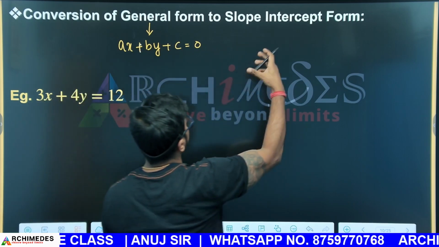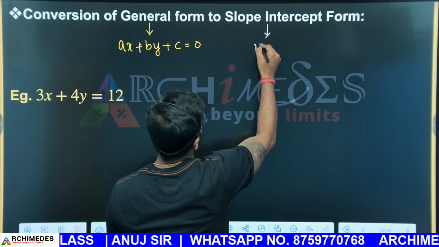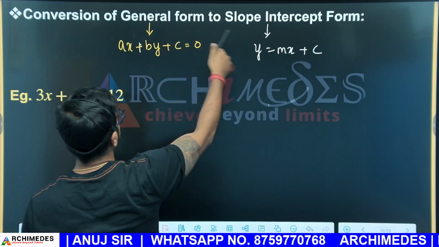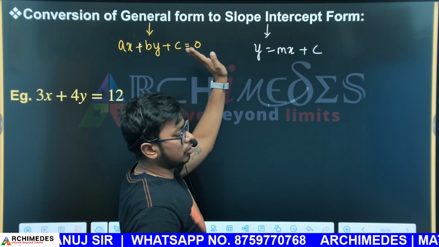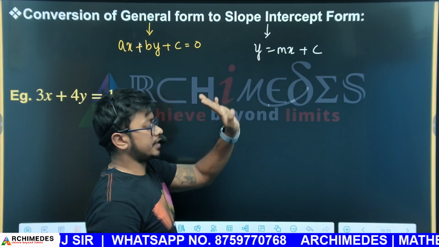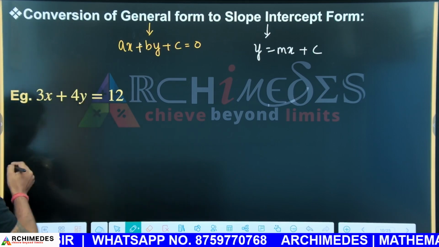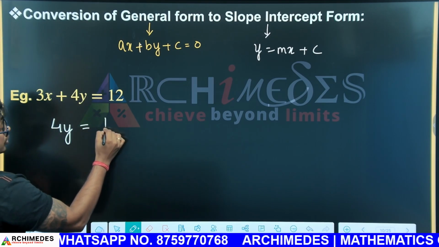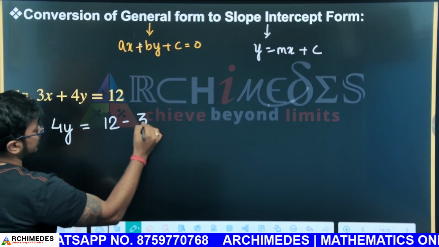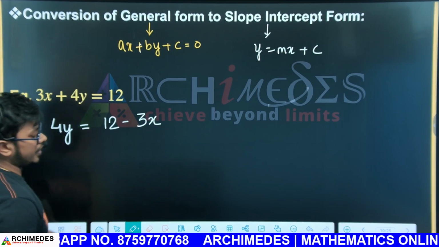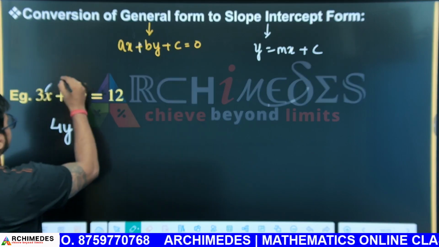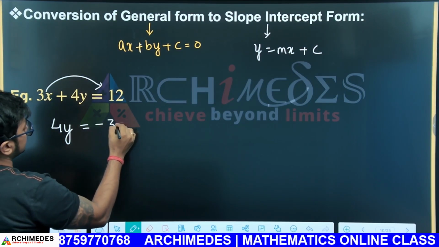Clear? And what is the slope intercept form? Y equals mx plus c. It's very easy. So how to convert this to this form? We'll keep y on one side and everything else on the other, and we'll make the coefficient of y a 1. Suppose this is the example. First keep y on one side: 4y equals 12 minus 3x. Or you can write it this way also: first write the x part, so minus 3x, then plus 12.